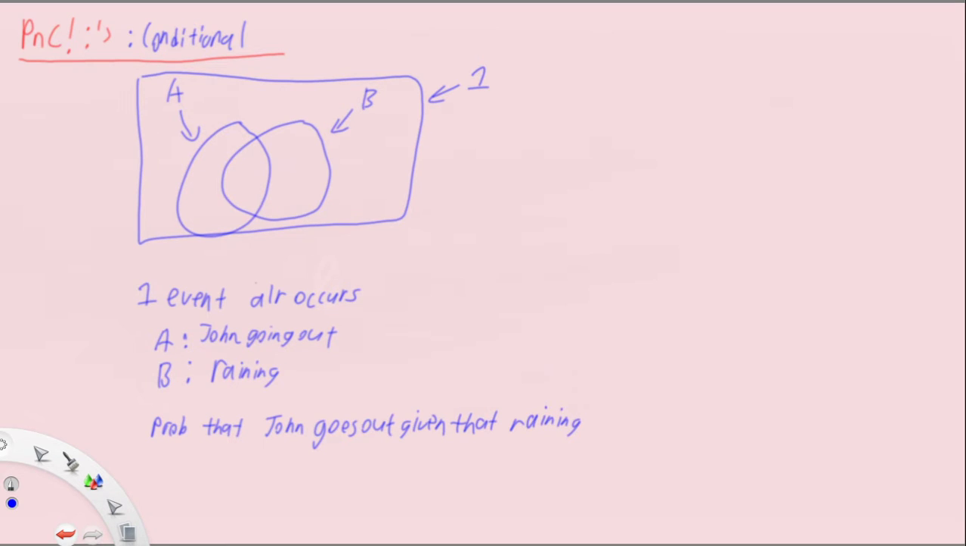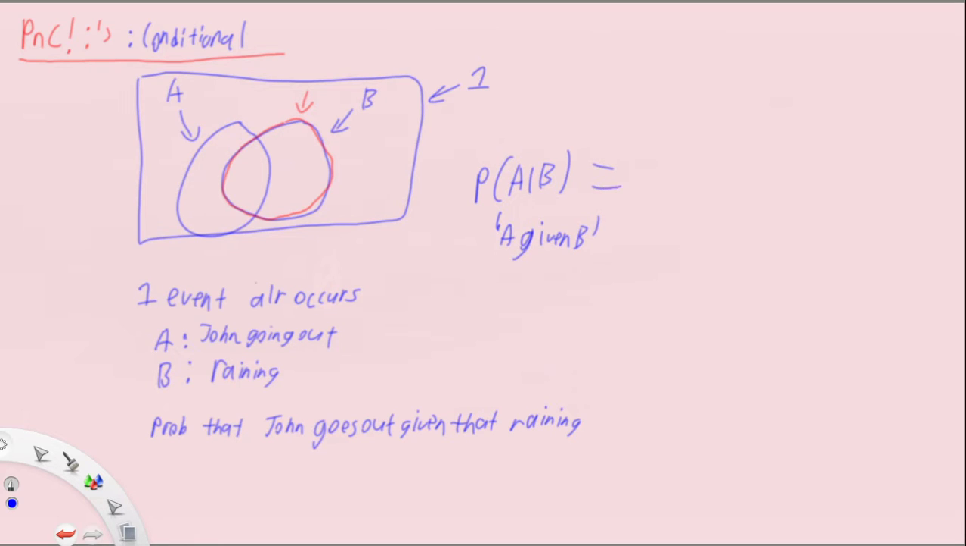Since we know that it's already raining, the probability is going to be different. Now, instead of comparing it to the whole world, we already know that B is happening, so we're going to look at just B only. We're just going to compare it relative to the probability of B. And hence we have the formula for P(A given B), where this vertical line is basically "given", so A given B.